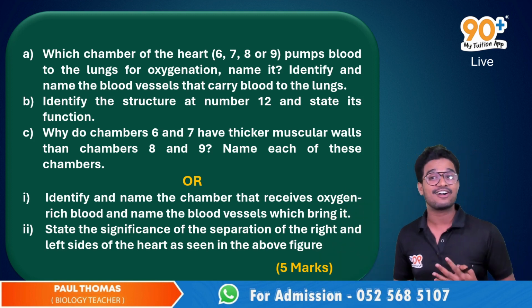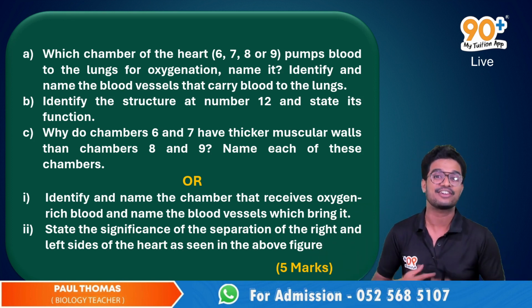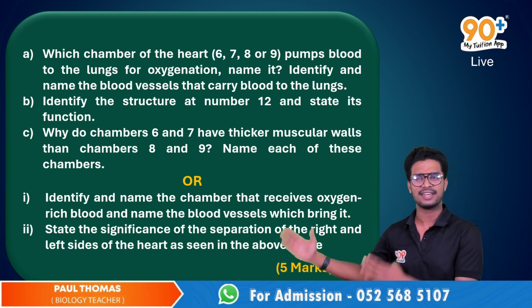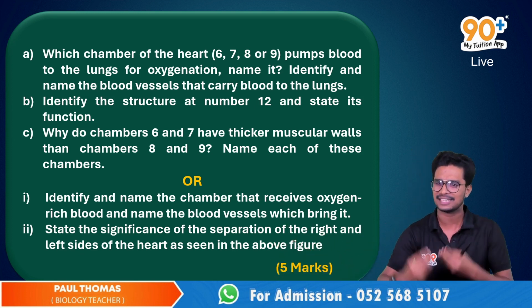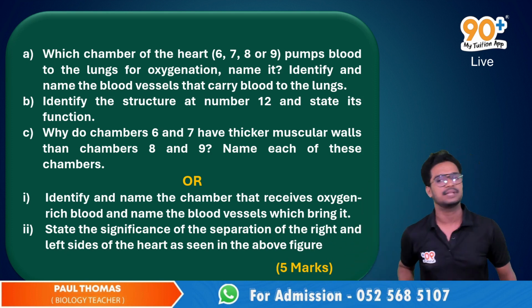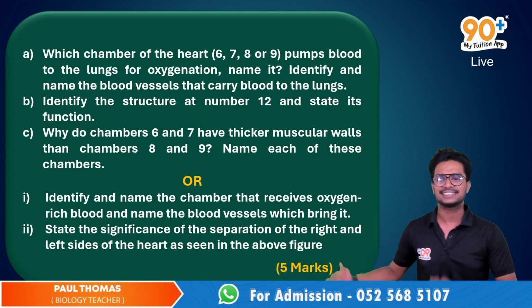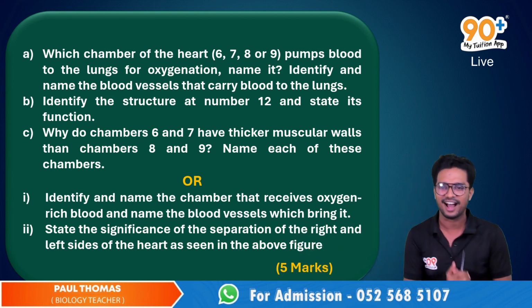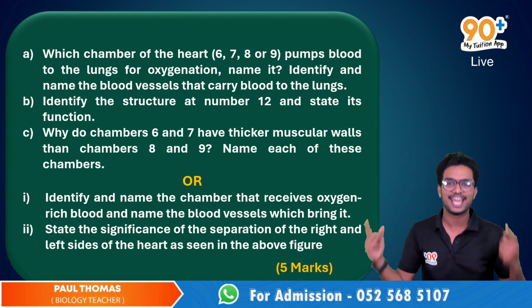And we also got one internal choice question. In that, they mentioned the first question as: identify and name the chambers that receive oxygen rich blood and name the blood vessels which bring it. Okay, that's fine. And the next subdivision is: state the significance of the separation of the right and left side of the heart as seen in the above figure.